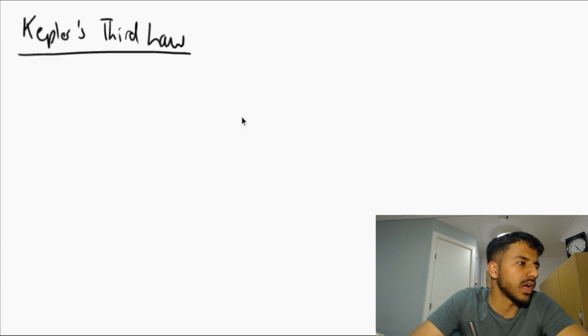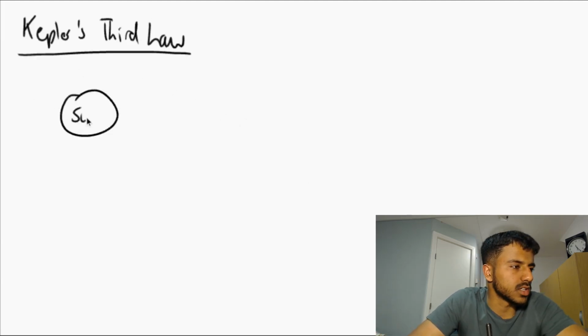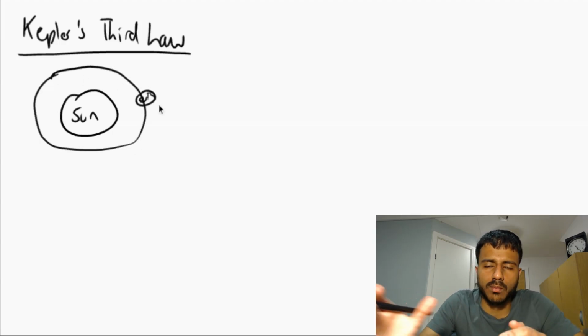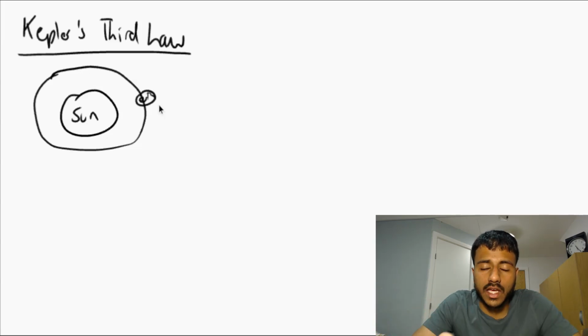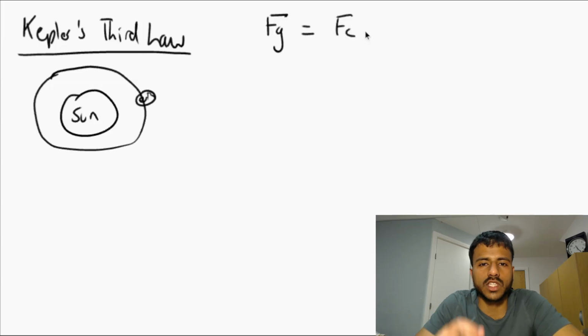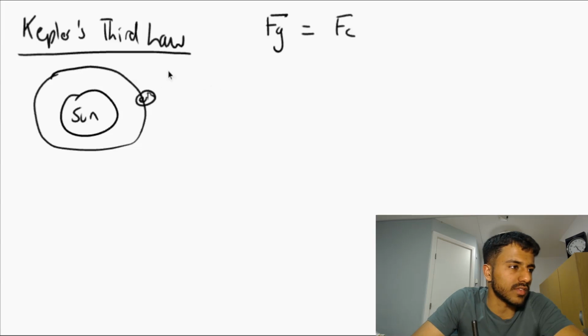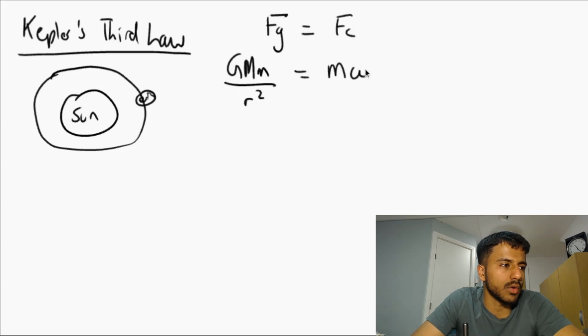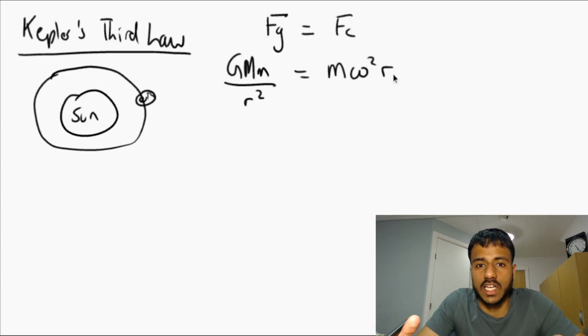So let's look at a planet orbiting a bigger star. So let's look at the Sun and the Earth. Now Kepler's third law allows us to work out the time periods of different planets orbiting the same star simply by looking at the radius of the orbit. So we know that the gravitational force is equal to the centripetal force. We know that the gravitational force is GMm over r squared. But this time we're going to say that the centripetal force is equal to m omega squared r, because as I said, we're going to this time look at the time period of these orbits.